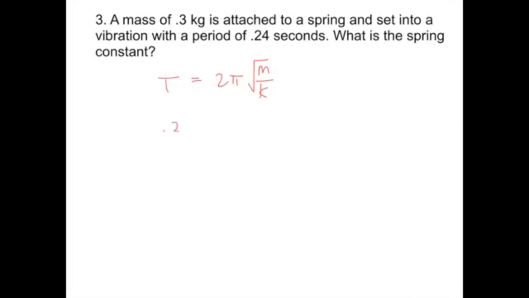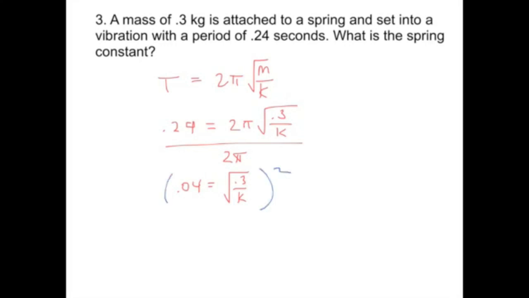The period is equal to 0.24 seconds. Then we have 2 pi root 0.3 over, and then k is what we're solving for. So I'll divide both sides by 2 pi, and I find that 0.04 is equal to the square root of 0.3 over k. Then I'll square both sides to get rid of the square root sign, and I'm left with 0.001 equals 0.3 over k.